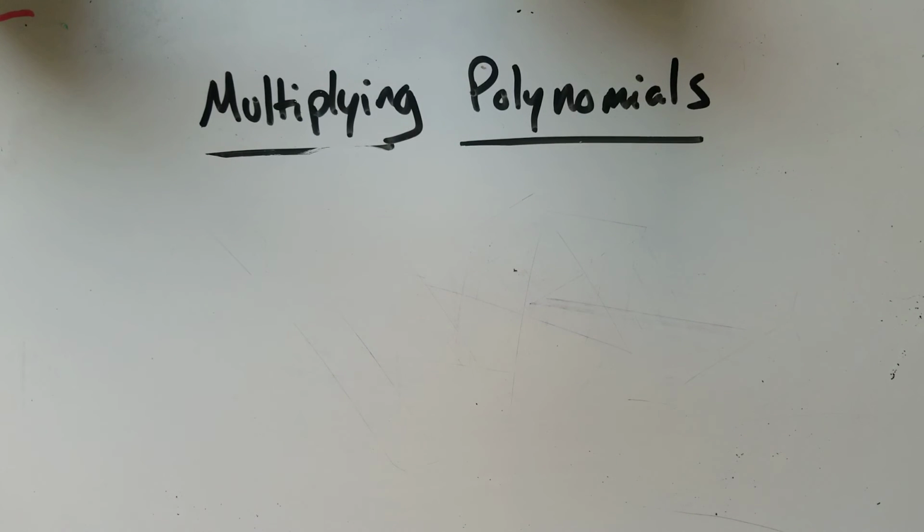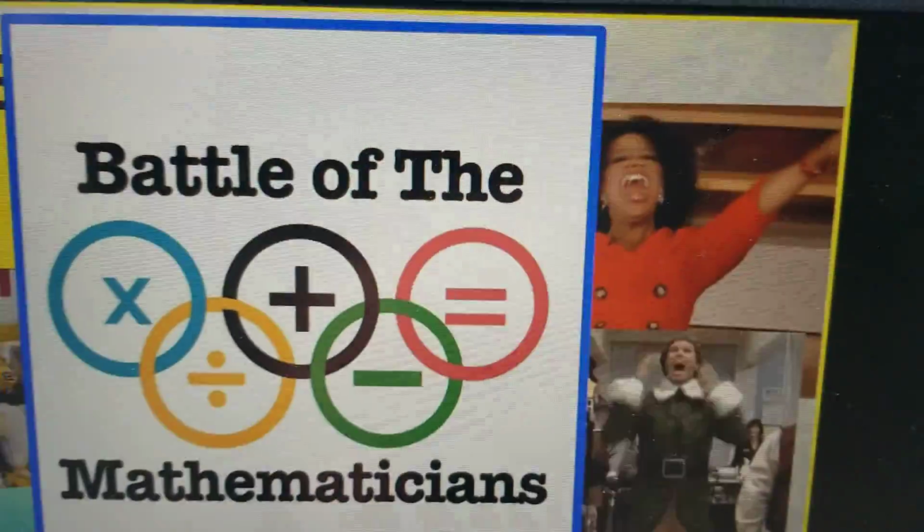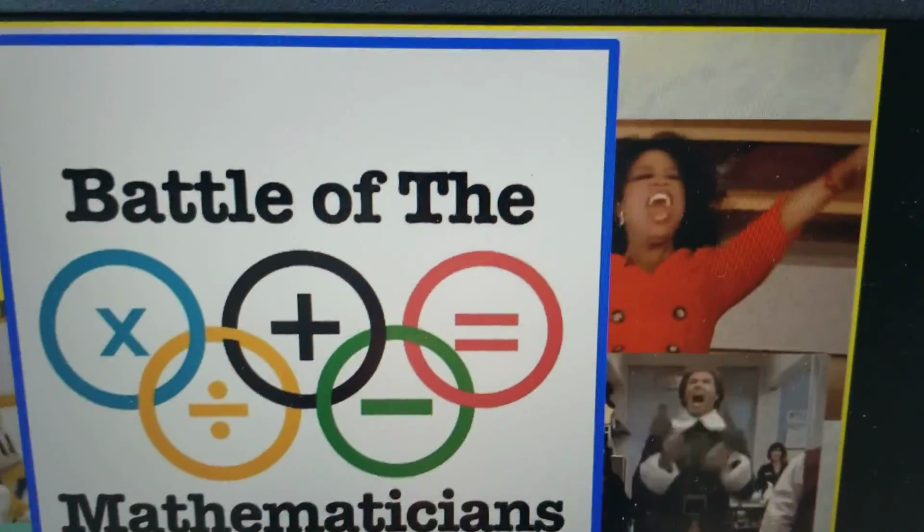Alright, this last one that we're going to do, it's going to look a little like... What is going on? What is that? That can't be what I think it is. There's no way. Oh, I think it is. Buckle up, kiddos. We have a battle of the mathematicians.